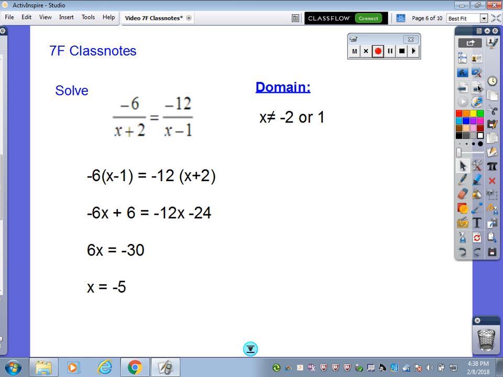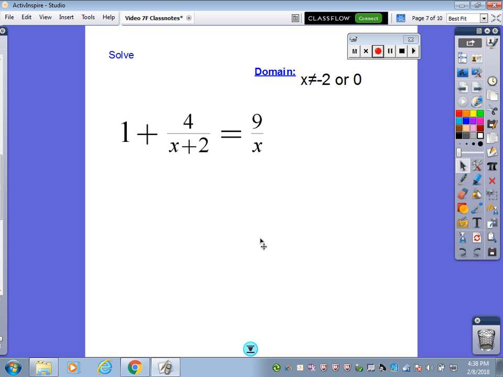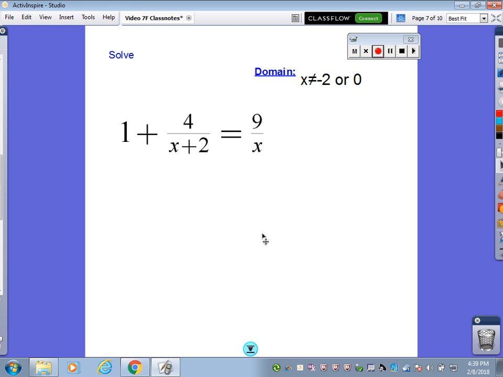However, most of them are not going to be proportions, so here's an example of something that's not a proportion. What we want to do here, my goal is to get rid of my denominator. First of all, let's look at my domain restrictions. x can't equal -2, here x can't equal 0. So what's your common denominator? We have two different factors, x plus 2 and x.